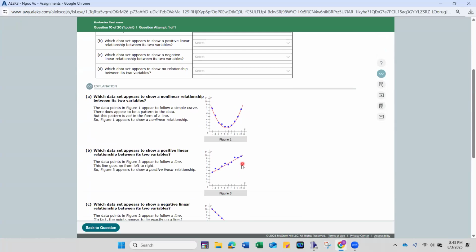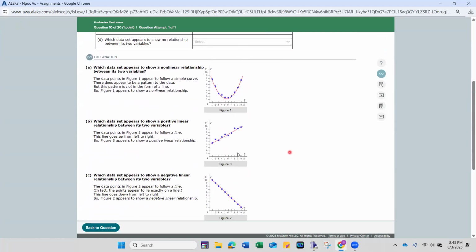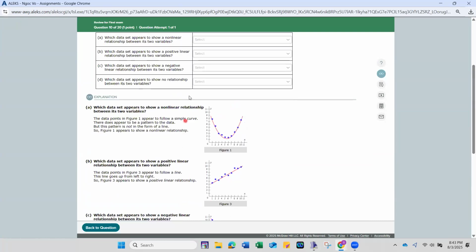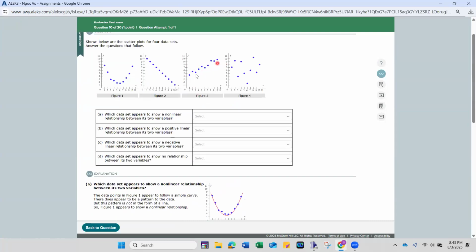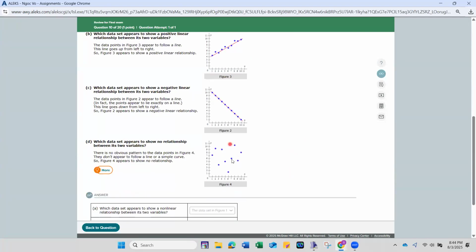The second picture is pretty much a straight line, a perfect straight line. That is also called a negative linear relationship. It is negative because the slope is negative, and it is linear as well. Similarly, the third picture is also a linear relationship, but positive. And the last figure has points scattered all over the X and Y plane, which represents no relationship.